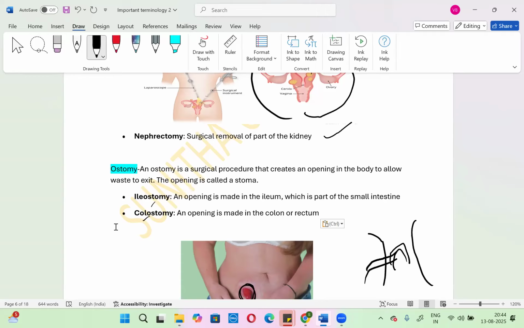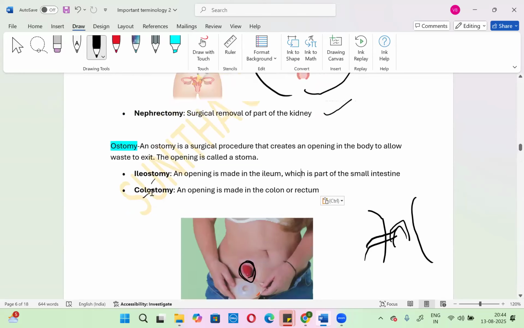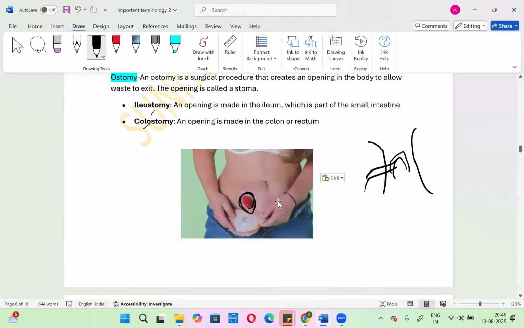Ostomy means creating an opening in the body, and the example is ileostomy. Once it is done, we'll go to the next thing. Yes, ma'am, completed. Okay. What about others? At least give me a confirmation in the chat box. Only one person is responding. Yes, ma'am, it's completed.